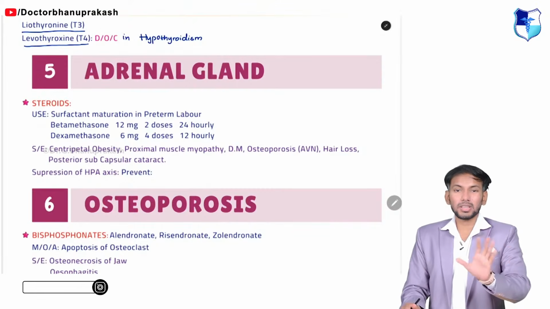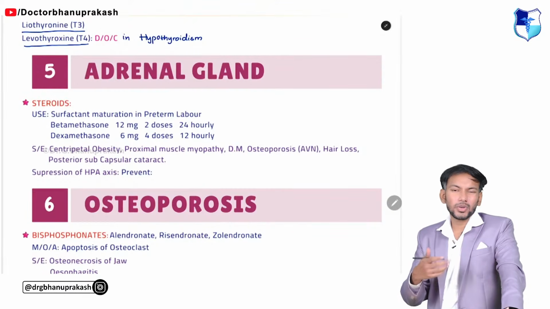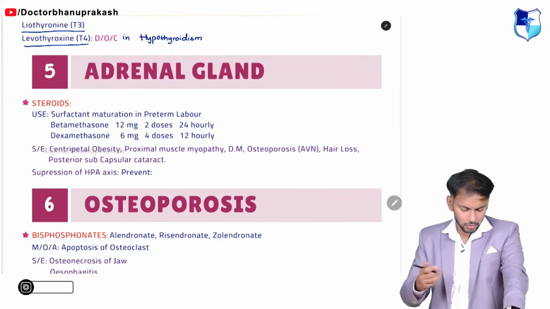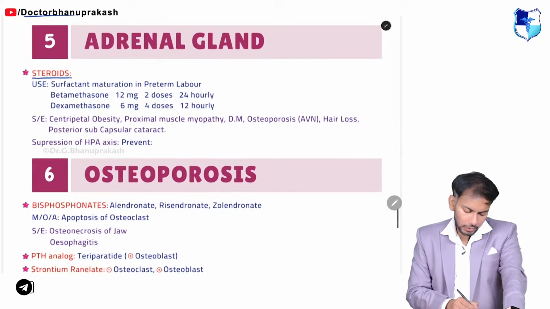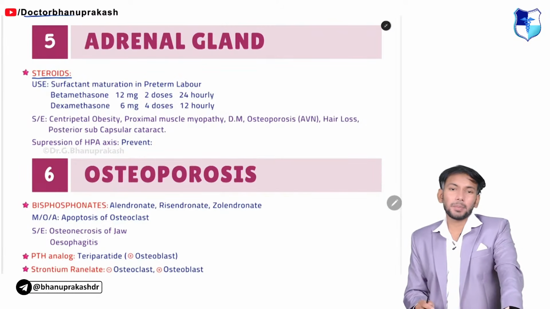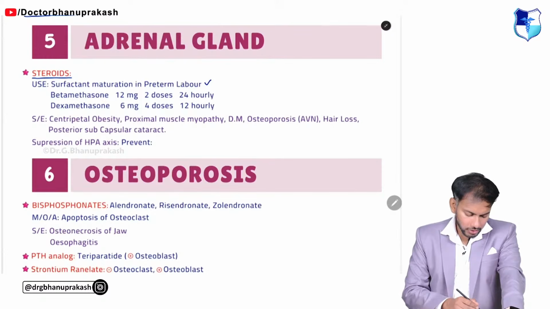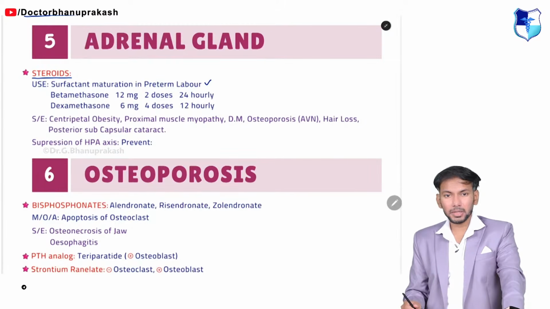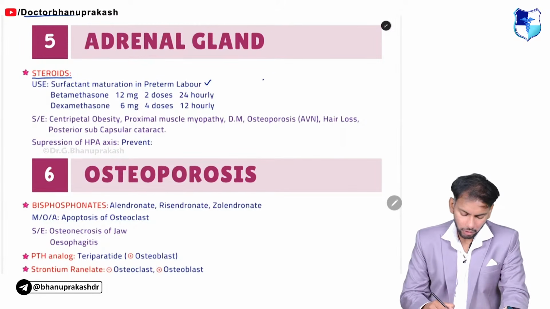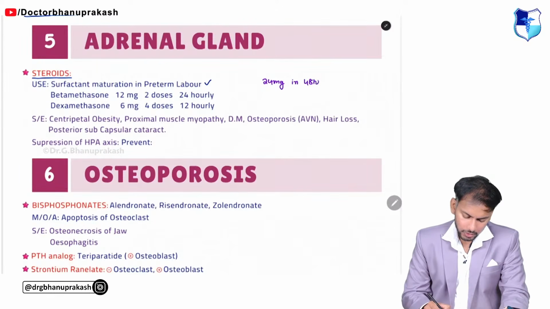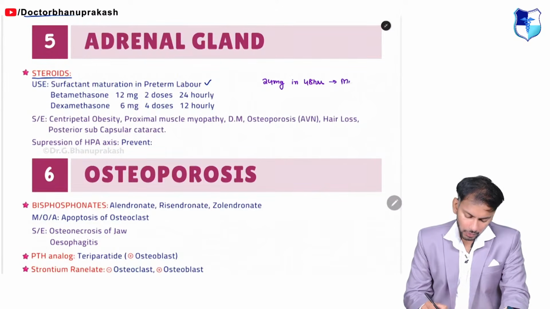Yes, cortisol is a steroid. So, you know many steroids are used for inflammatory disorders. What are the uses of steroids? See, the main use I want you to remember is surfactant maturation in preterm labor. Now, what is the dosing for this? You have to give 24 mg in 48 hours to the mother.